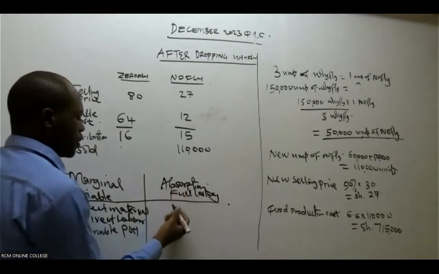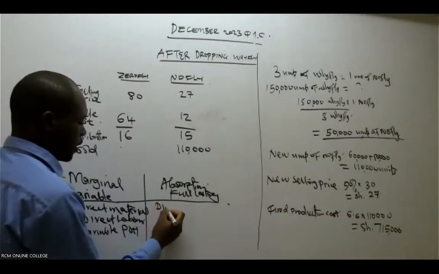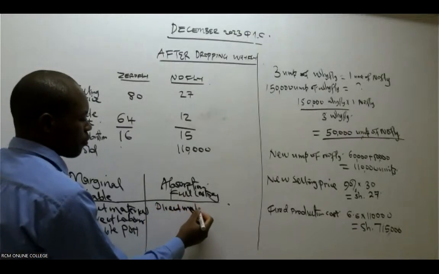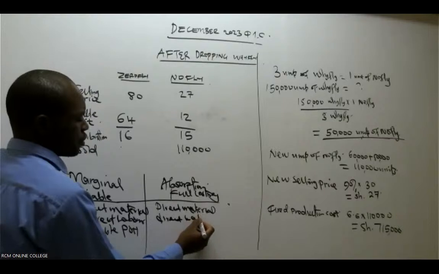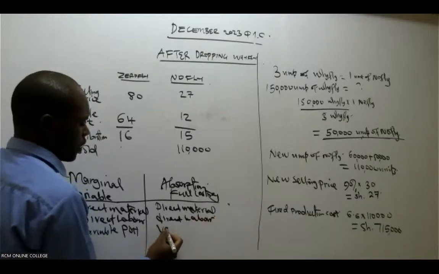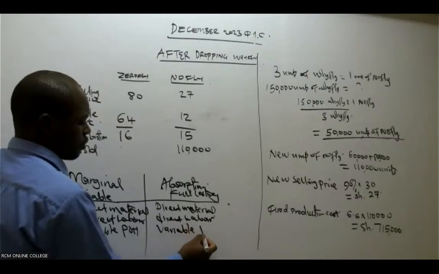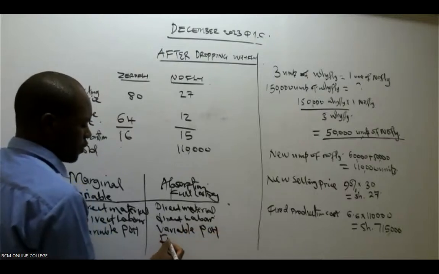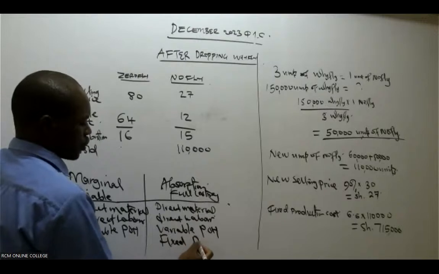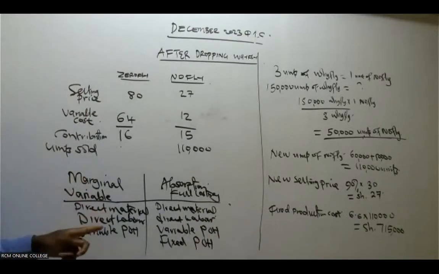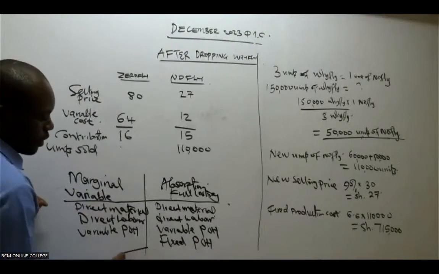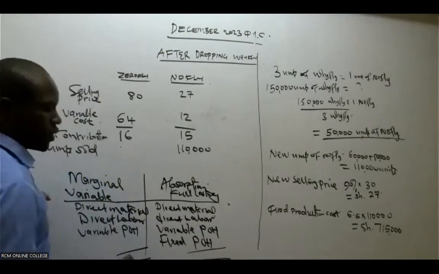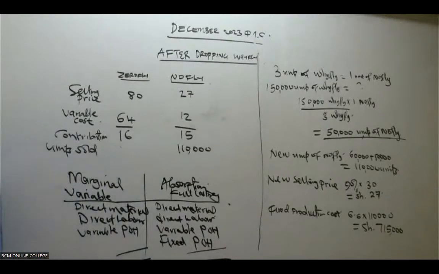But under absorption or full costing method, we are going to have the same things, that is direct material, direct labor, variable production overheads, then we have fixed production overheads. So you're able to see under marginal costing, we are not going to bring fixed production overhead as part of product cost. But under absorption, it will be forming part of product cost.